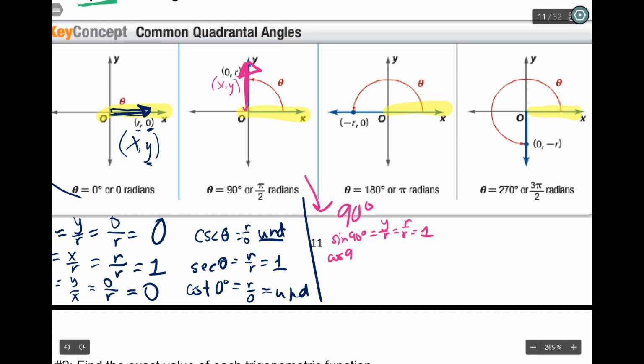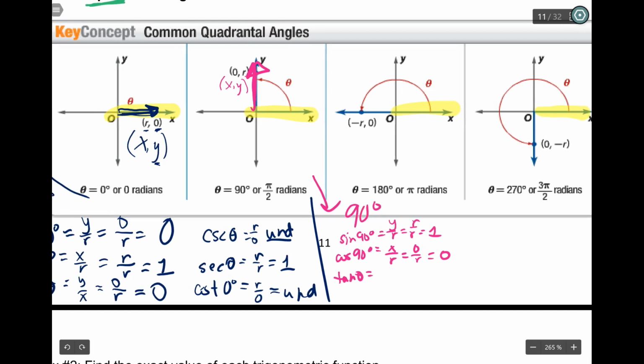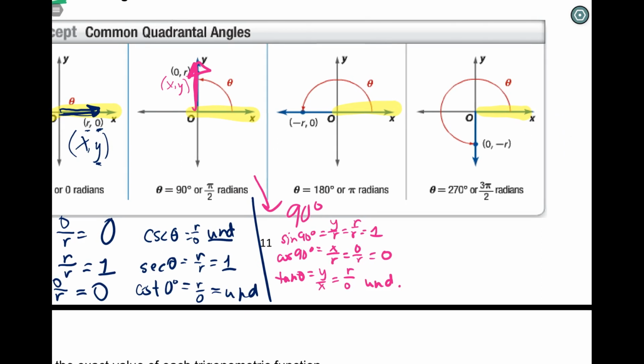Let's try cosine of 90 degrees. This is going to be x over r. And since our x is equal to 0, our cosine of 90 degrees will equal 0. Tangent of theta is equal to y over x. So our y value is r, our x is 0. This is going to be undefined. And you already know this from trig. Tangent of 90 degrees is undefined.